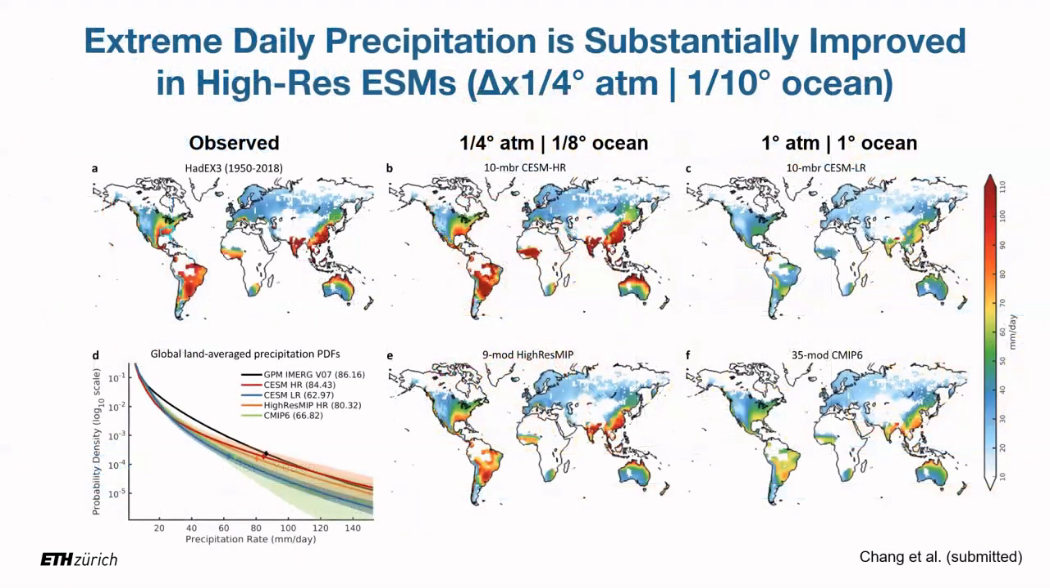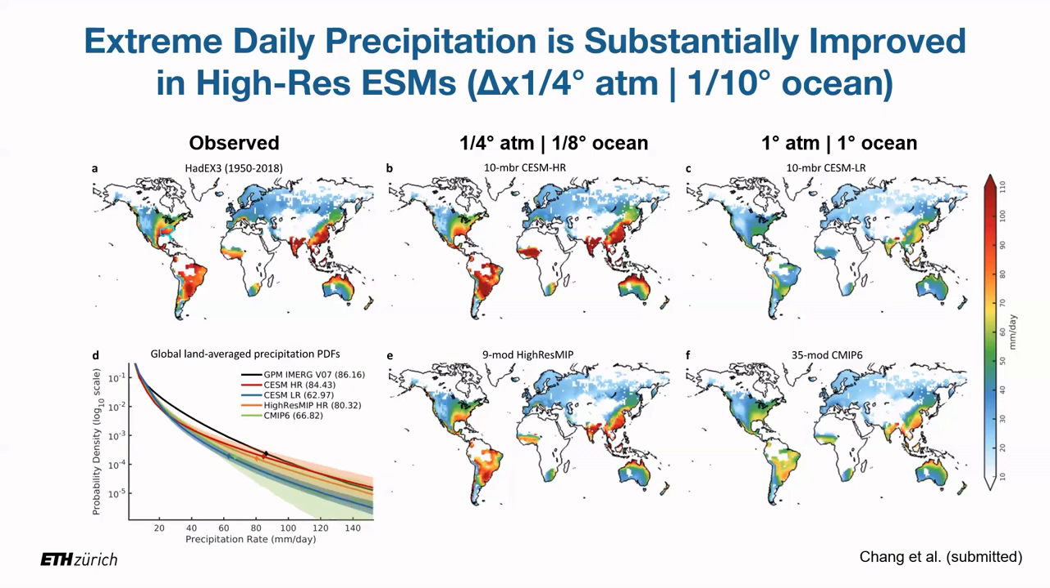We later used similar simulations, but these are now really climate simulations, which are initialized in 1850 and then run transiently until 2021. Those are called the iHESP simulations, together with Texas A&M University. What we're looking at here is extreme precipitation. This is something I work on a lot.